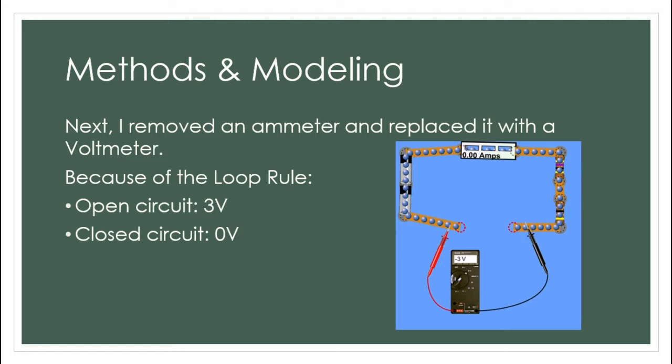Now, because of the loop rule, we know that the sum of all the potential differences has to equal 0. And we know that the batteries are each 1.5 volts, which equals 3. And because it's an open circuit and there's no current flowing through the wires, we know that the potential difference across this break must equal the EMF, which it does.